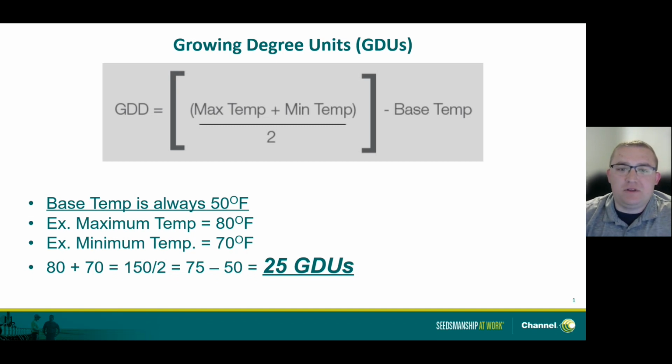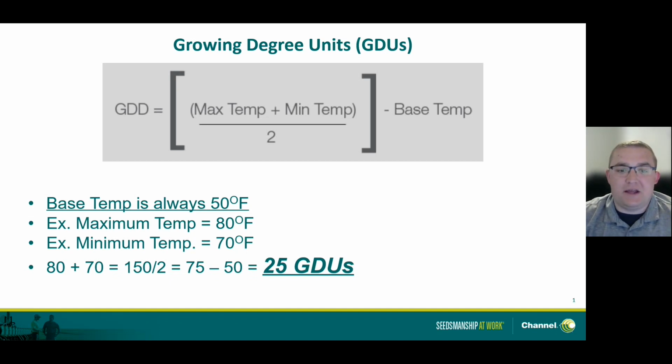I want to take a few moments to do a quick refresher on growing degree units, sometimes called GDDs or growing degree days. That formula is taking our max daily temperature plus our minimum temperature, dividing by 2, and then subtracting our base temperature, which is typically 50 degrees Fahrenheit.